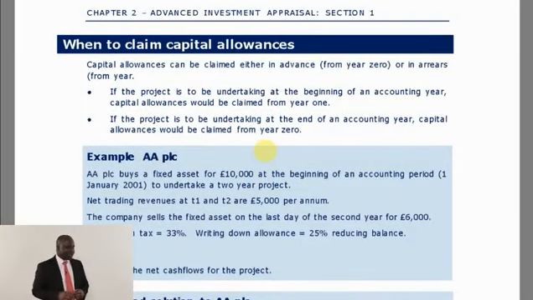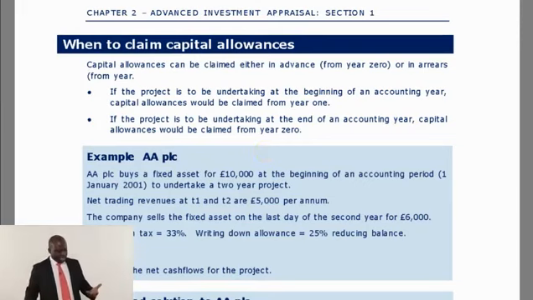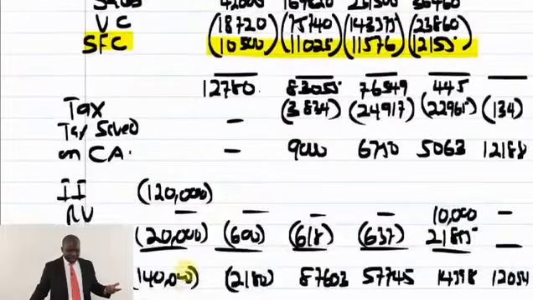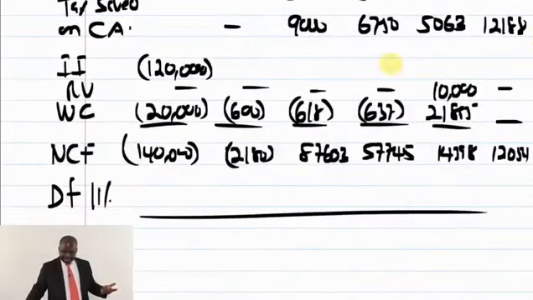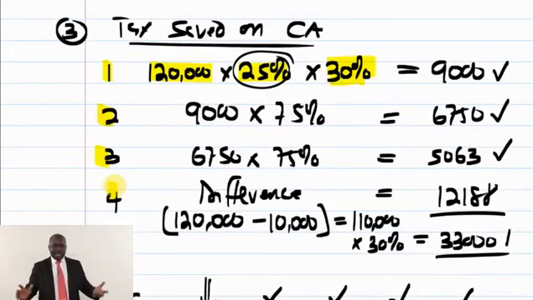When to claim capital allowance. So far so good in your F9 or your financial management life, you have been claiming capital allowance year 1, year 2, year 3, year 4, year 5, up to the number of years the project will run. Okay, as we did like this one. Here we started from year 1, year 2, year 3, year 4, like that.